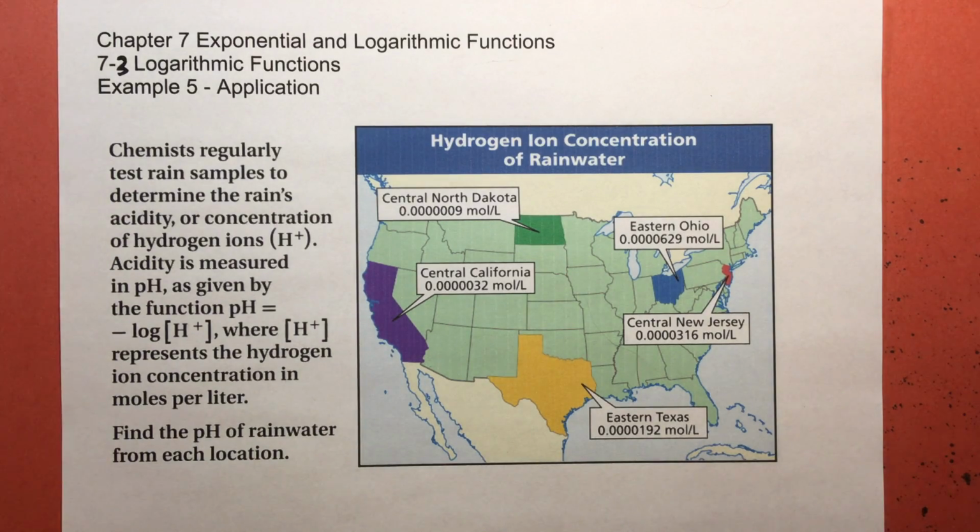Anyway, we're doing 7-3 logarithmic functions. In earlier videos and in class, we talked about how scientists use logarithms to basically make things easier. And you're probably wondering, how could this possibly make it easier? The logarithm is the exponent.